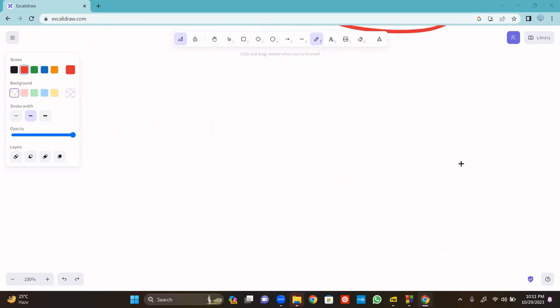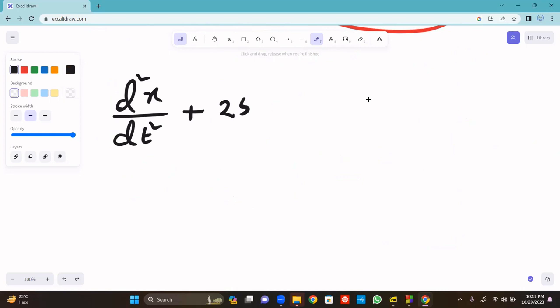Okay, I'm going to write a second order differential equation. The equation should be well known to you. The equation is d square x by dt square plus 25x equals 0. And the initial conditions are x at 0 is equal to. Are you familiar with the equation?